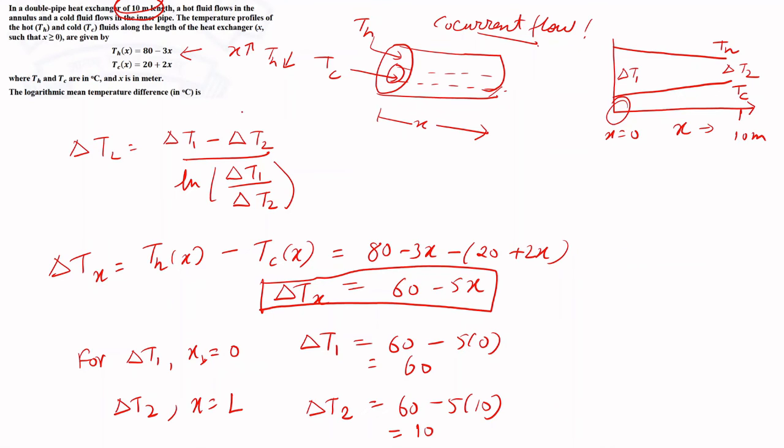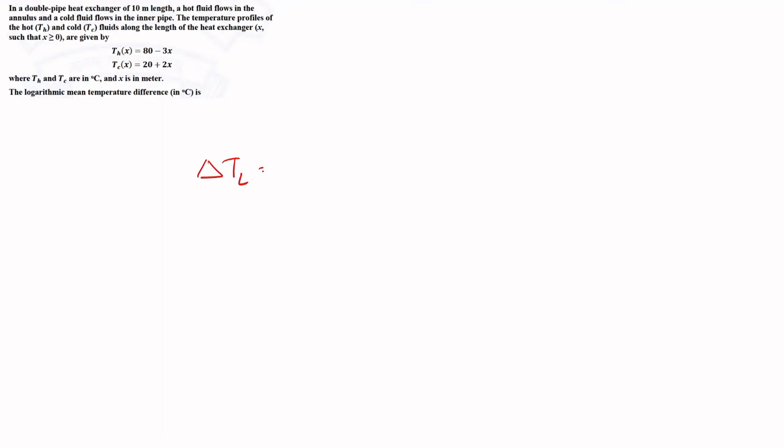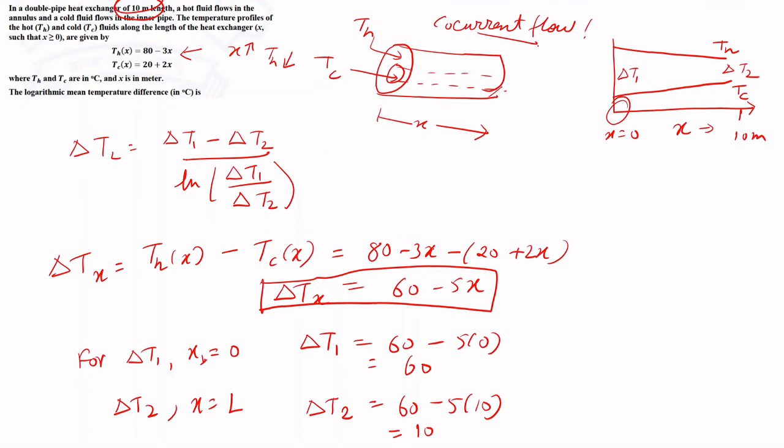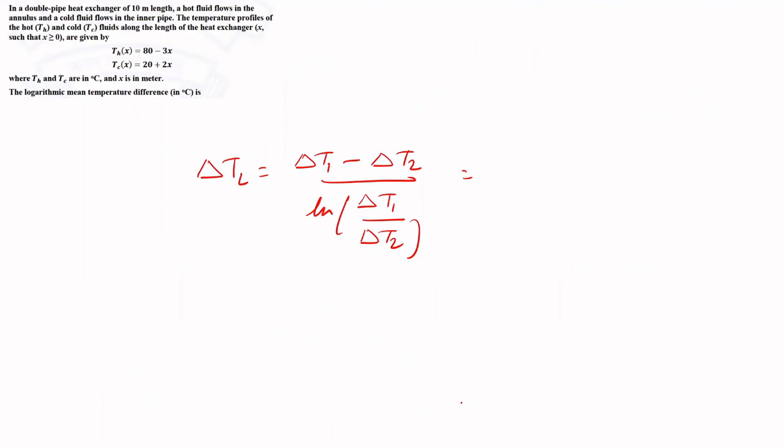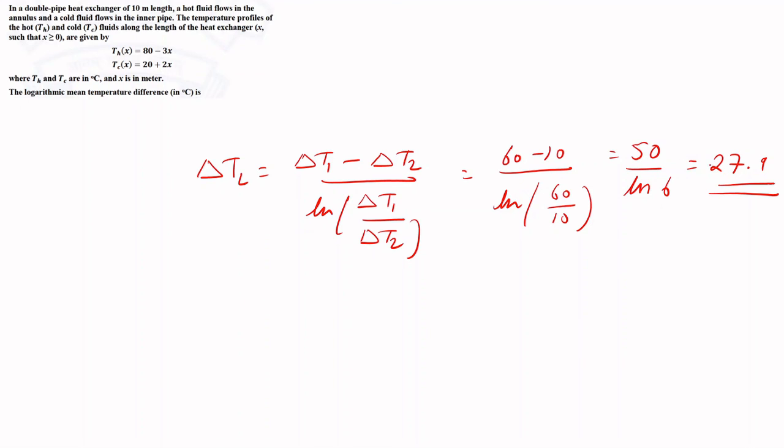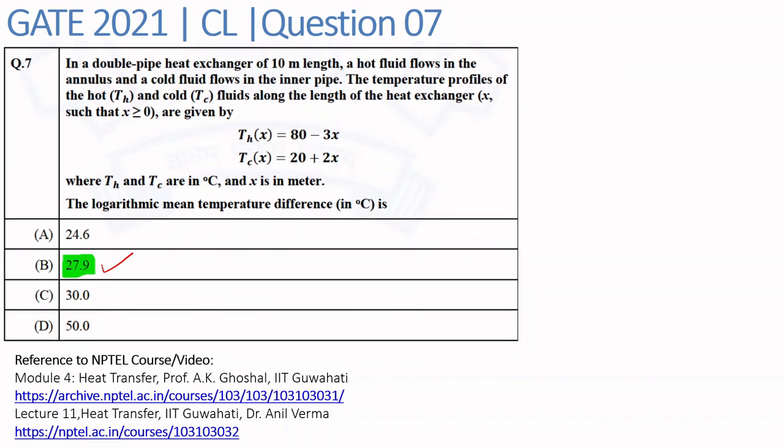Based on that, we can calculate my log mean temperature difference. Delta TL is equal to delta T1 minus delta T2 upon ln of delta T1 upon delta T2. Delta T1 was 60 and this is 10, so it will become 60 minus 10 upon ln of 60 upon 10. It is 50 upon ln of 6. You can solve this using the calculator and this value will come around 27.9. So our log mean temperature difference is 27.9 degrees Celsius. From the given options, option B is correct, 27.9 degrees Celsius.